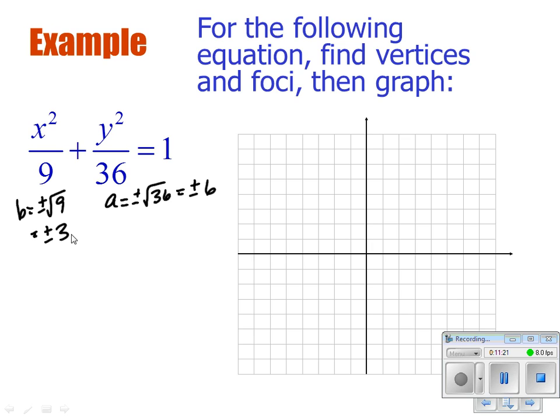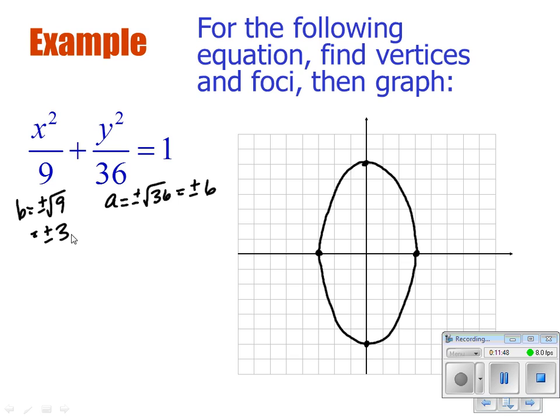Since the 3 is under the x, that means we go 3 in the x direction, and since the 6 is under the y, we go 6 in the y direction. 1, 2, 3, 4, 5, 6. And we draw our ellipse, being careful not to make it too pointy at the top. It actually is a nice round curve at the end. There we go. Oh, that's lovely. One of my better ellipses, I think, if I do say so myself.